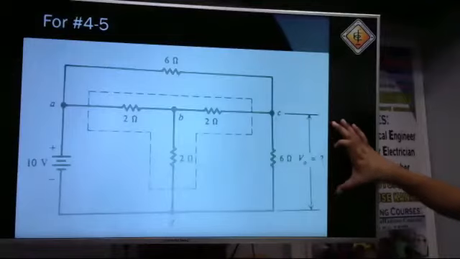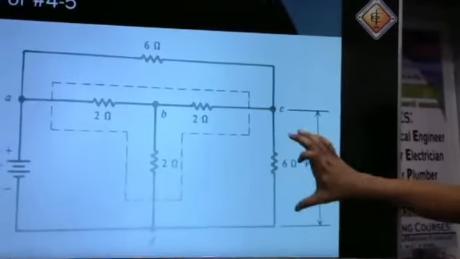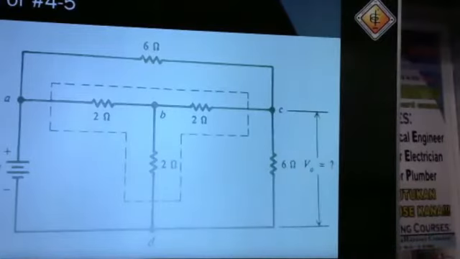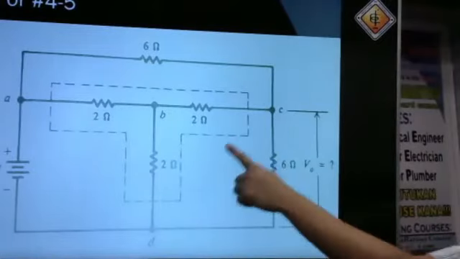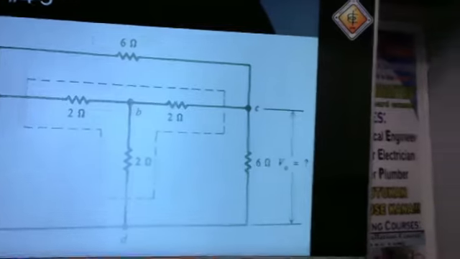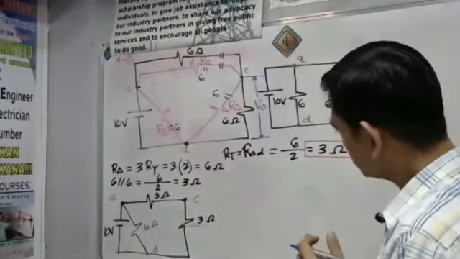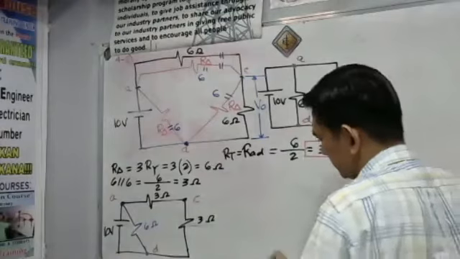Our V sub O, that is the output voltage at the 6 ohm resistor here. Okay? So that is the voltage at point C and point D. Where is point C and point D here? Take a look here. So this will be our V sub O. We have a voltmeter here. What is the voltage here at point C and point D? Anyway, take a look here, guys.